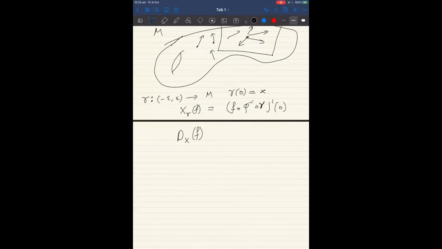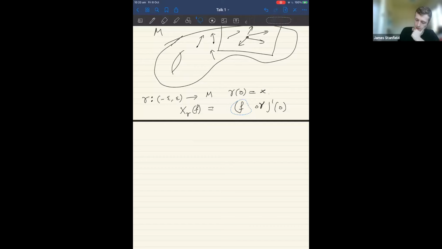Excuse me, James. If you've got gamma going into M and f is just a function from M into the real numbers, I don't think you need that coordinate chart there. Correct. Sorry about that. I was getting my definitions mixed up. Right. Okay. So this is even better.